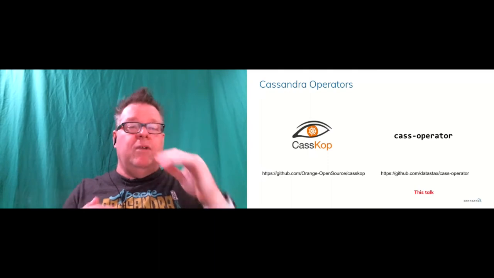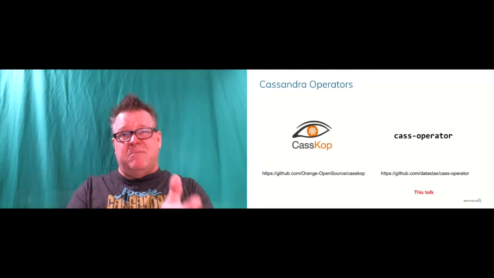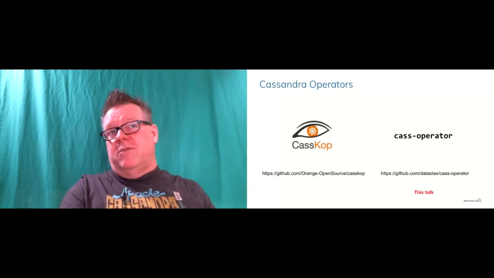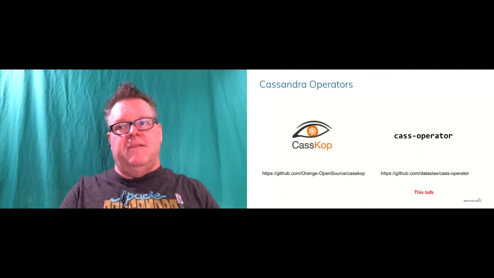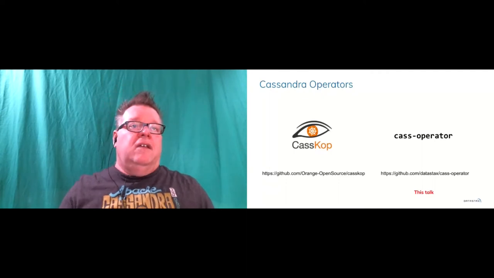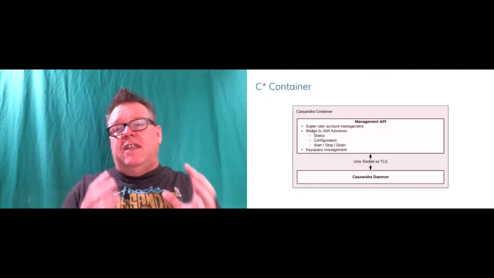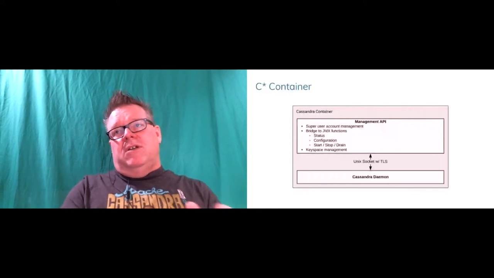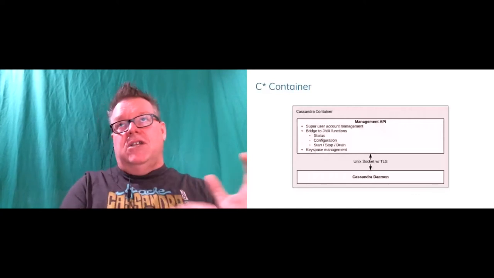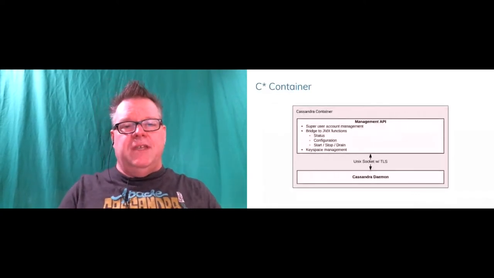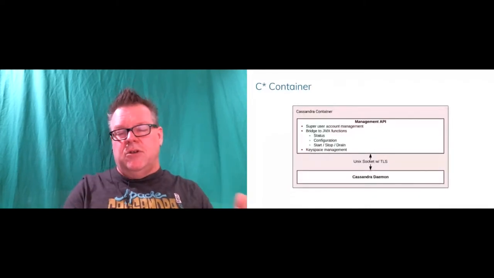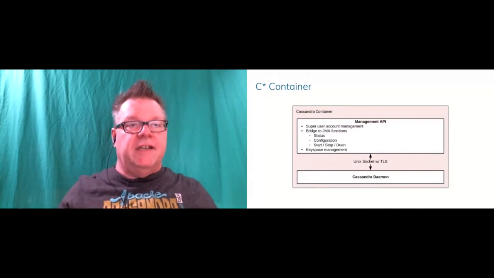But what I'm going to talk about in this talk is cass-operator, because that's the one I know the most. And you can roughly translate most of what I say into Cass-Op as well, because they accomplish the same kind of task. So the first thing that we have to start with when we're deploying Cassandra in Kubernetes is the container, because Kubernetes is container orchestration. You've got to have something to orchestrate, right?